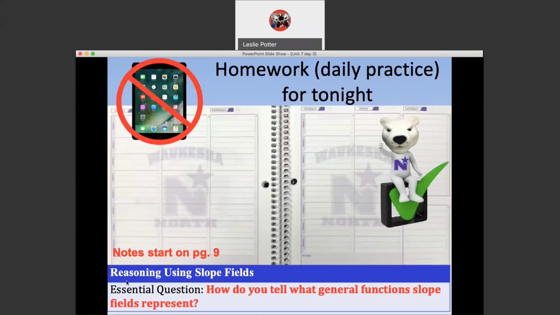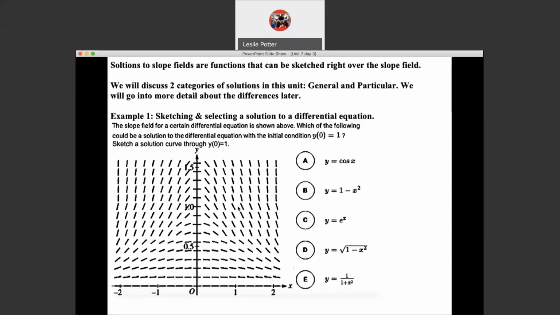This is called reasoning using slope fields. Our essential question is, how do you tell what general functions slope fields represent? That's the general function we were sketching in that last video. A couple of comments here. Solutions to slope fields are functions that can be sketched right over the slope field, so that we call that a solution.